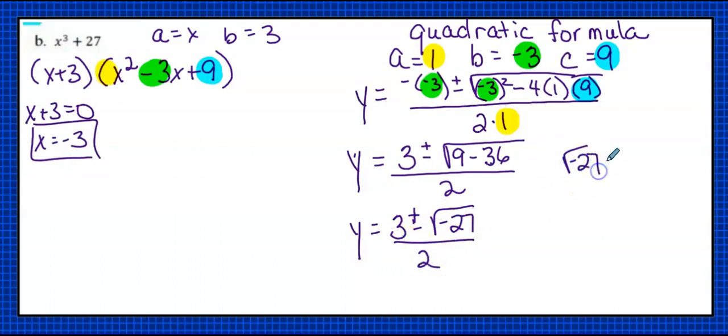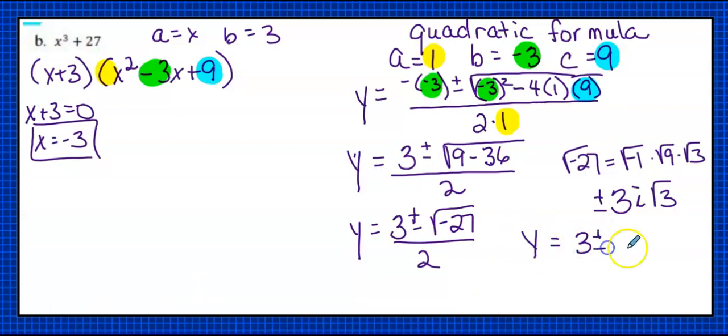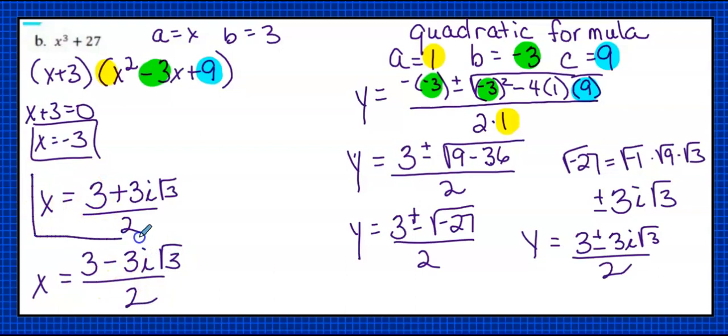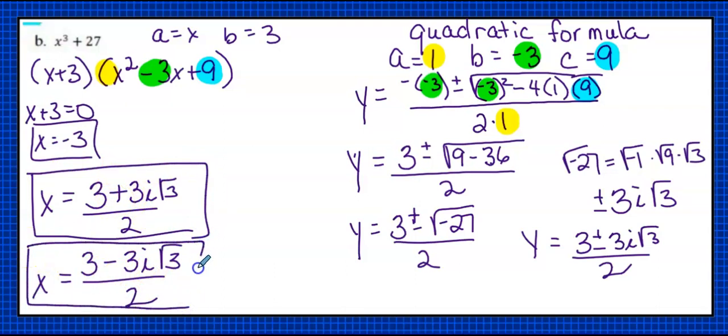The square root of negative 27 equals square root of negative 1 times square root of 9 times square root of 3. So this is going to be plus or minus, which we already have there, 3i root 3. So then let's see, y equals 3 plus or minus 3i root 3 over 2. So our other 2 factors are x equals, and we can separate these or you can leave them together. And just let me point out that these two are complex conjugates because we changed the plus to a minus. And remember, these conjugate roots always come in pairs.